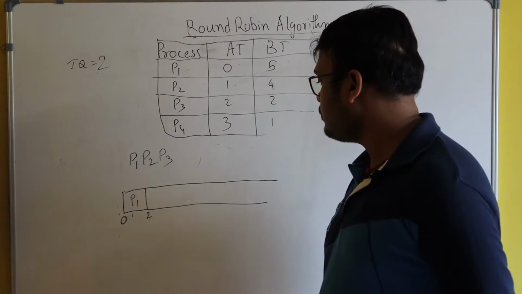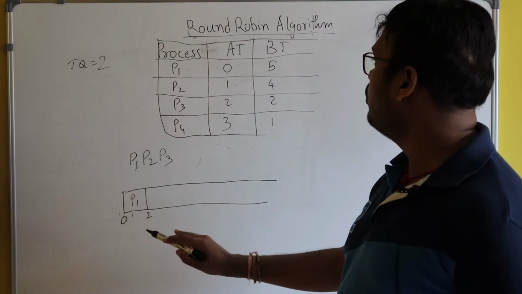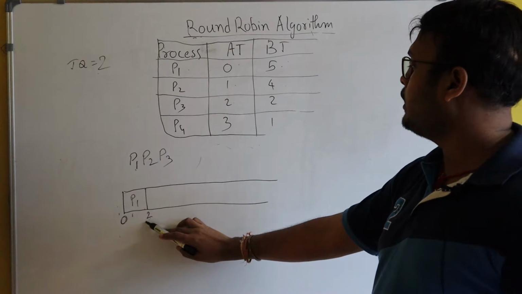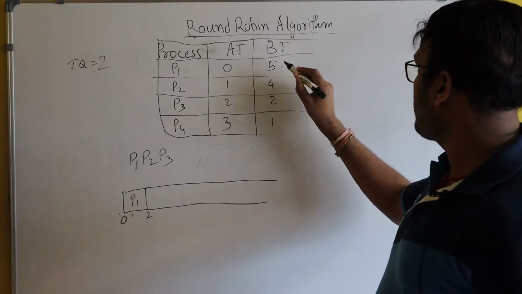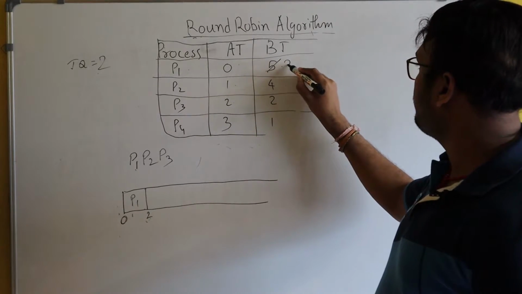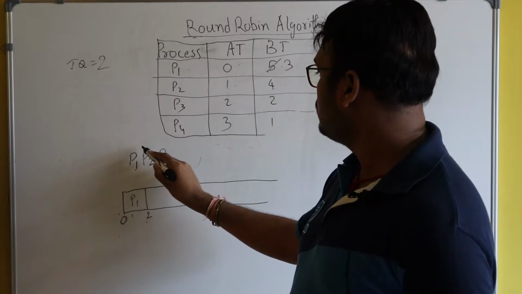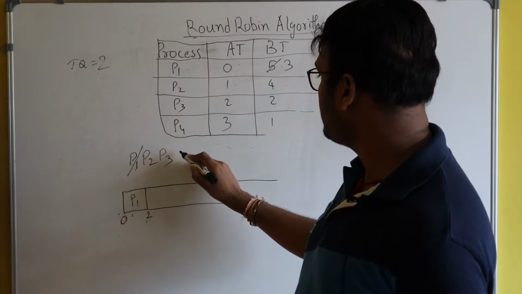So now, is the task of P1 over? No, because the burst time of P1 is 5 seconds, but it has executed till 2 seconds. So what will happen? 3 seconds is left for P1 now. Since the task of P1 is not yet over, I will remove P1 and P1 will come and sit here.